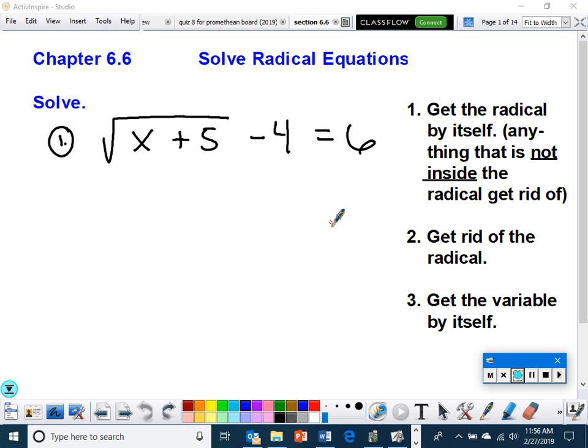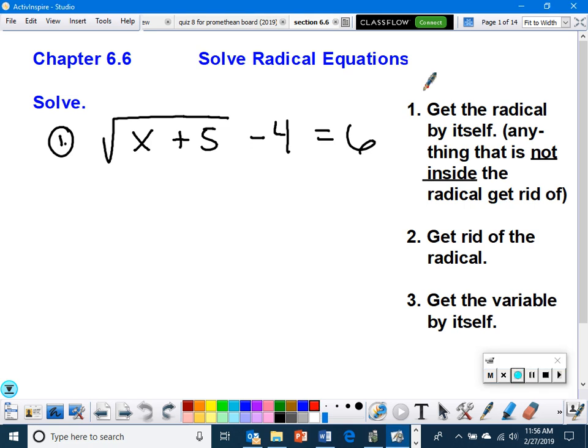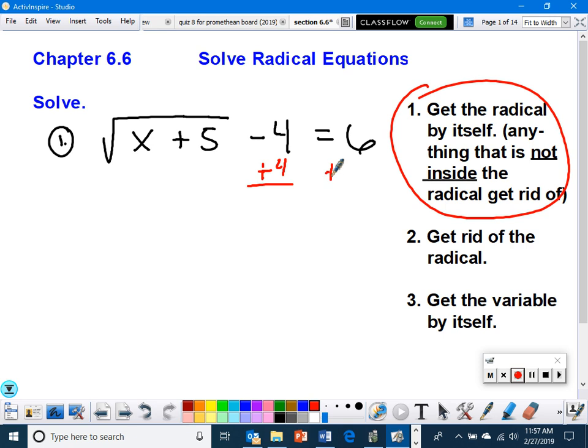So you can see in number 1, we have the square root of x plus 5, minus 4 equals 6. Step 1. We want to get the radical by itself. Anything that is not inside the radical, get rid of. So in this case, that would be the minus 4. So we're going to have to add 4 to both sides. Okay, the radical is now all by itself.